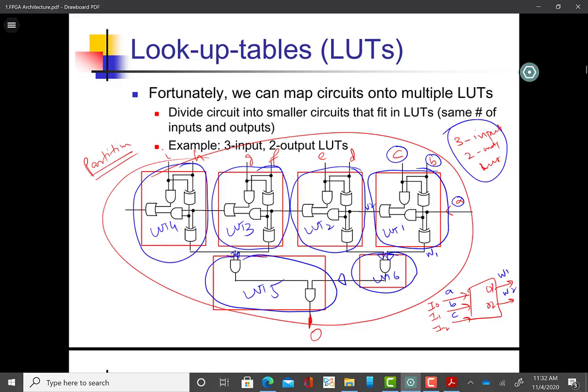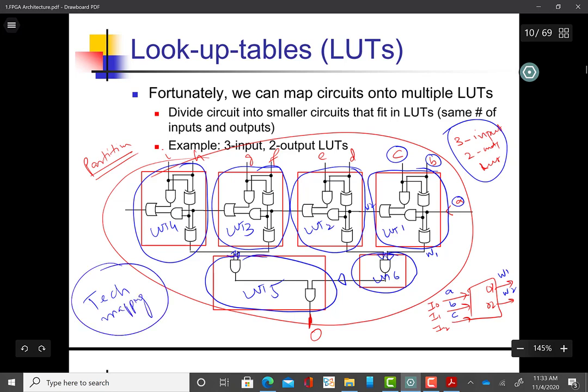This process is basically called technology mapping, or simply mapping. You take your digital circuit and divide it into small pieces so that each piece can be put into a lookup table. This kind of process is done automatically by software from vendors. For example, Xilinx ISE or Xilinx Vivado will automatically do this mapping for you. Unless you are a researcher and you want to control this process, and you are interested in the software side of electronic design and want to develop your own technology mapper, then you can play around with this process and develop your own algorithms for it.